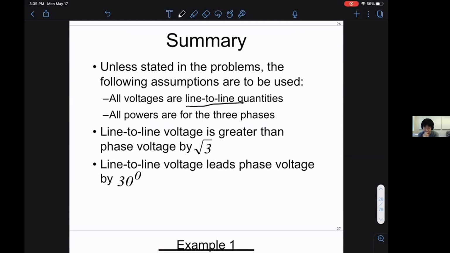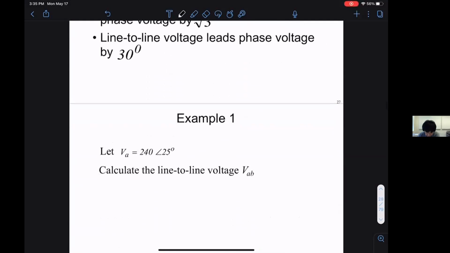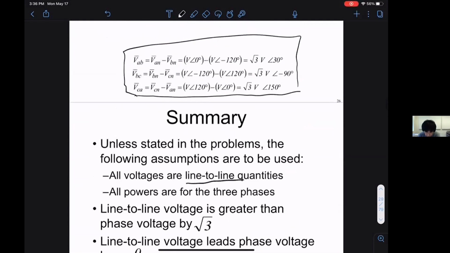Voltages? Basically it comes down to this table of formulas, for all the questions. So, for example, let's do some calculations. Let's say VA is 240 angle 25 degrees. We want to compute VAB. This is a very typical question we have. The way we figure this out is you go to this table and look at VAB.